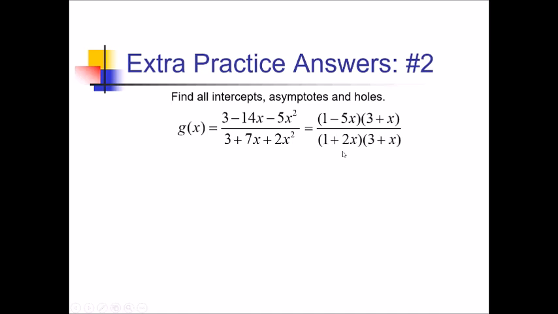So let me try this combination. We have a 1 plus 2x and a 3 and an x. So if I do 2x times 3, that's 6x. 1 times x is x, and that adds up to 7x. Hey, I got it on the first try.